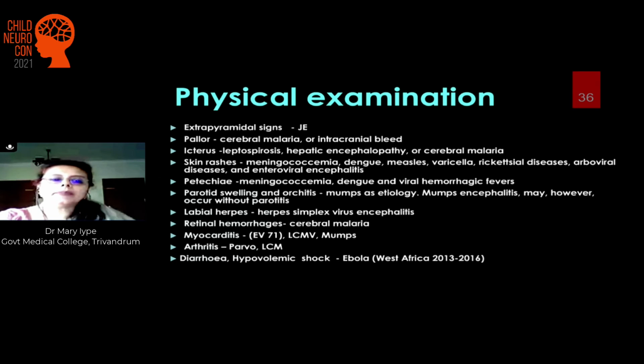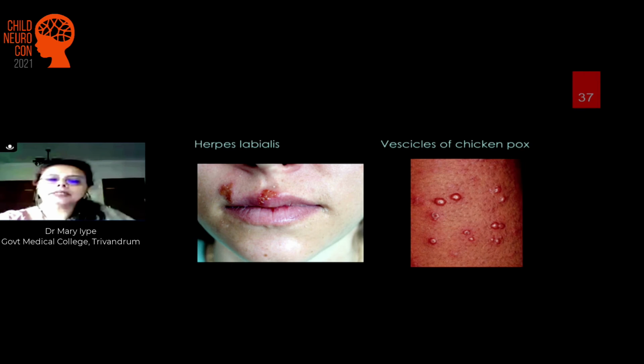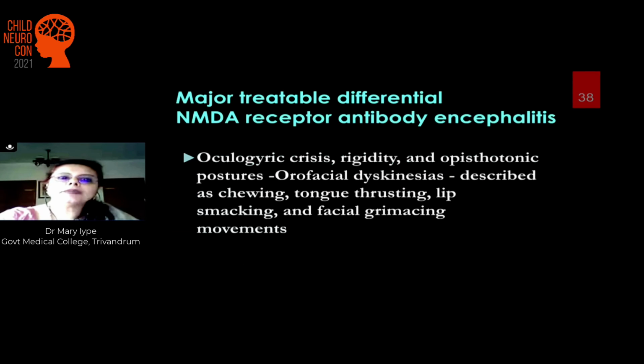This is the picture of herpes labialis in the child with herpes simplex encephalitis, and the vesicles of chickenpox. You should always keep the major treatable differential, NMDA receptor antibody encephalitis, in mind, because it is not just a disease to be excluded, it has got specific treatment, and you should always keep that in mind as you make a diagnosis of viral encephalitis.